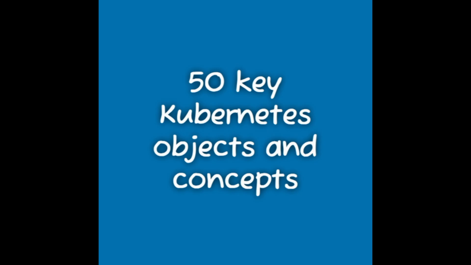RBAC and access control. Controls user and pod permissions. Service account, provides identity for pods. Role, defines permissions within a namespace. Cluster role, defines permissions across the whole cluster. Role binding, grants role permissions to users/pods in a namespace. Cluster role binding, grants cluster role permissions cluster-wide.